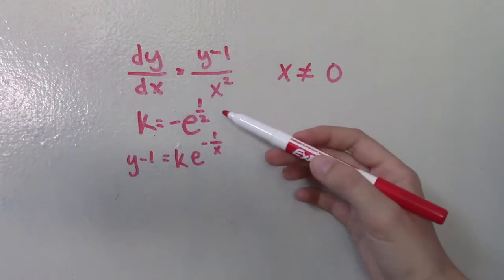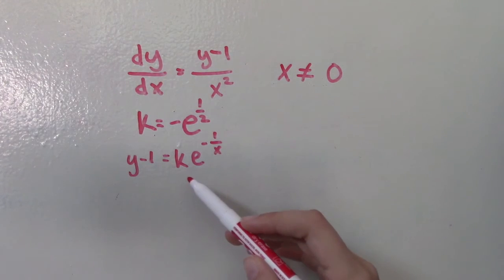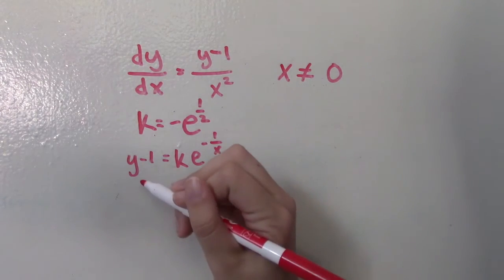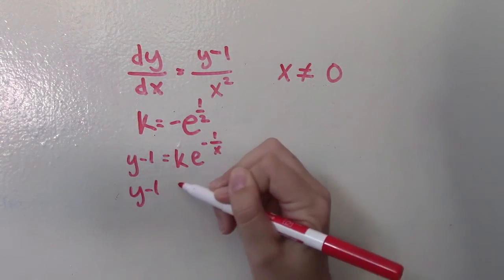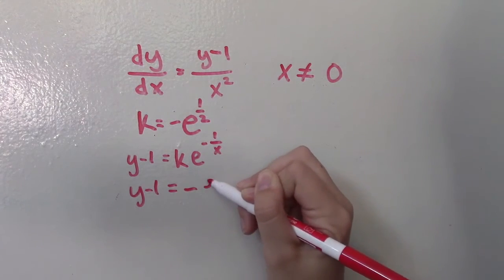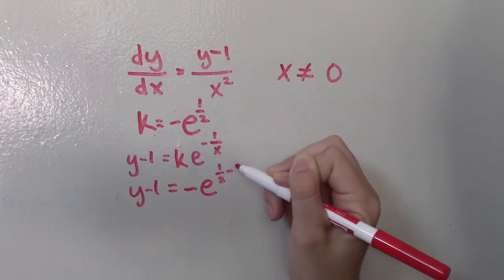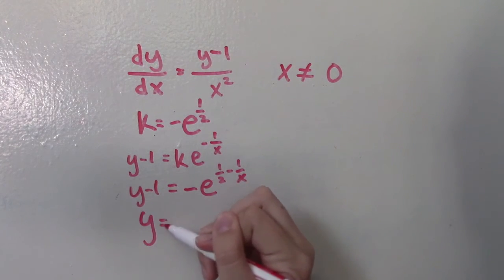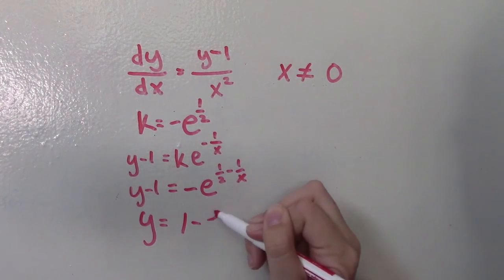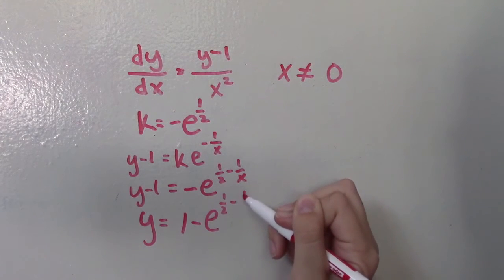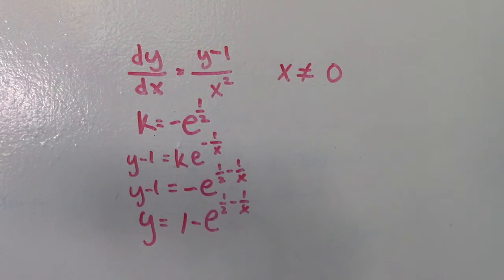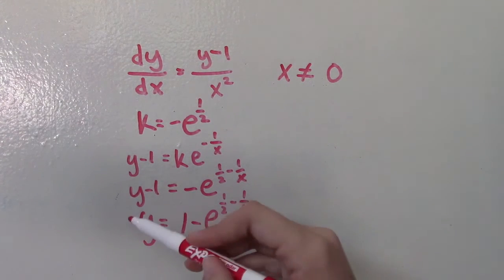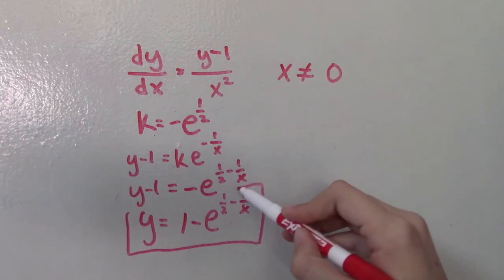If we then plug in our k to the equation that we had right before solving for k, we can get y minus 1 equals -e to the 1/2 minus 1 over x. We then solve for y, and that is our final equation.